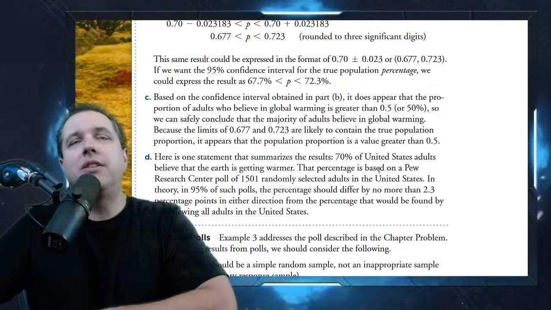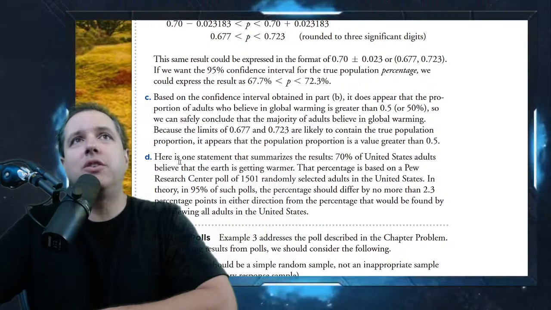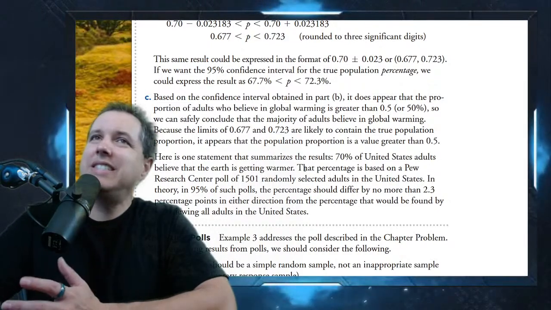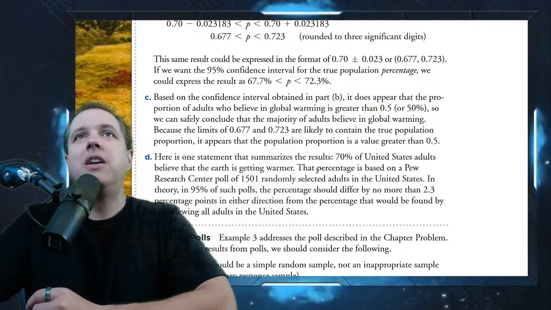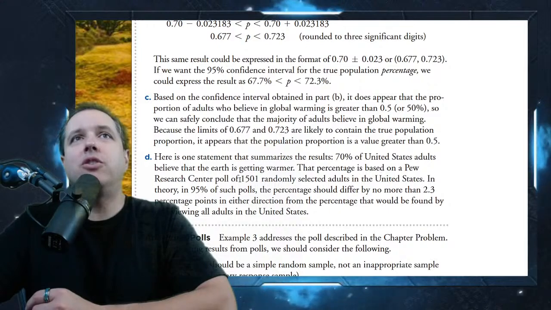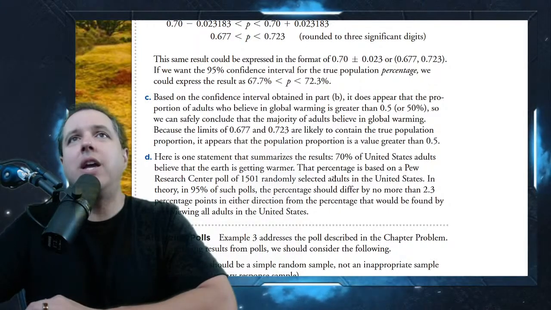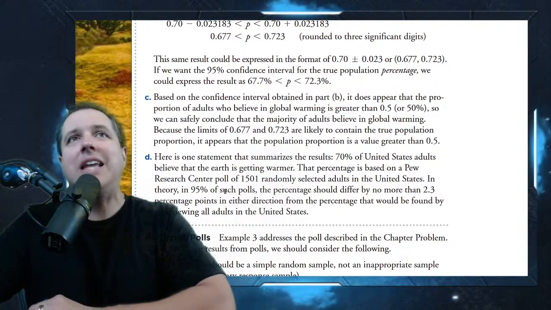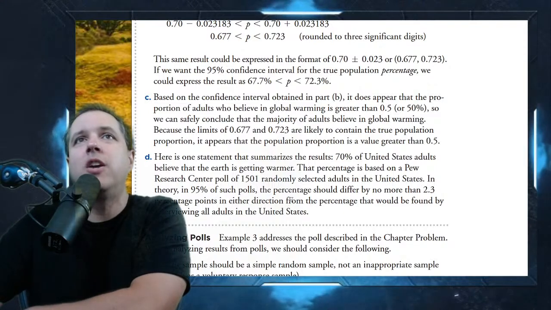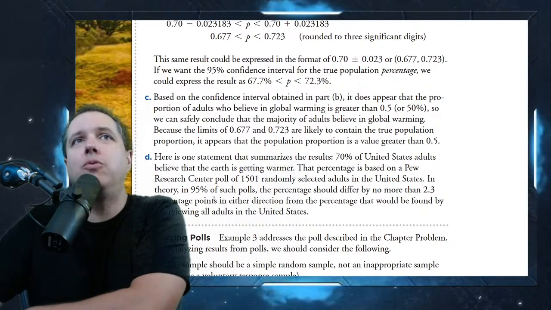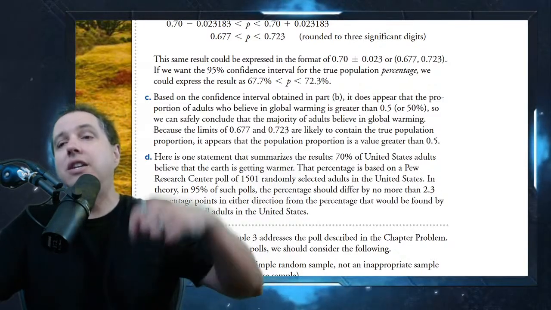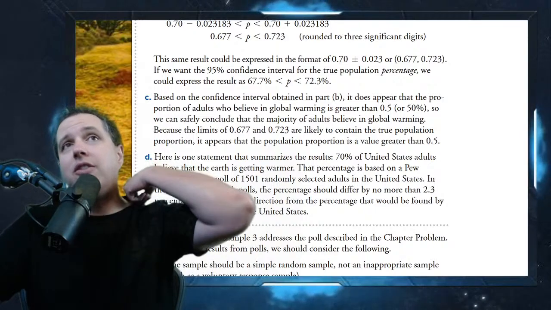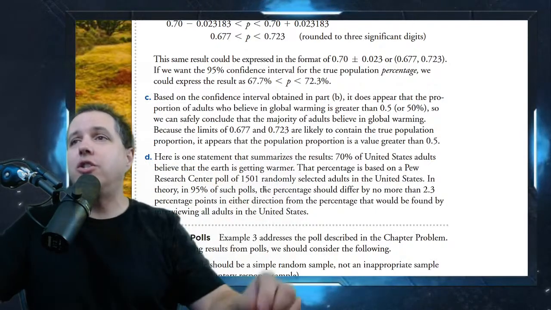So here's one statement that summarizes the results. 70% of U.S. adults believe that the Earth is getting warmer. They kind of can't completely say that. That percentage is based on a Pew Research Center poll of 1,501 randomly selected adults. In theory, in 95% of such polls, the percentage should differ by no more than 2.3 percentage points. So that's another calculation that you'll learn, where you come up with that margin of error.